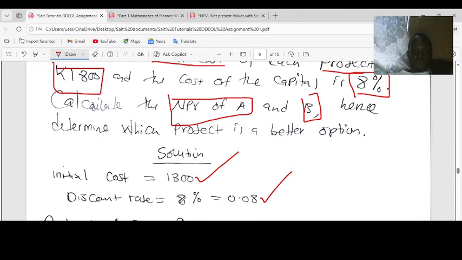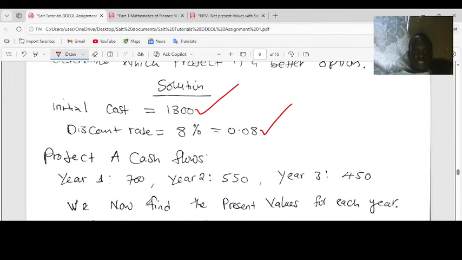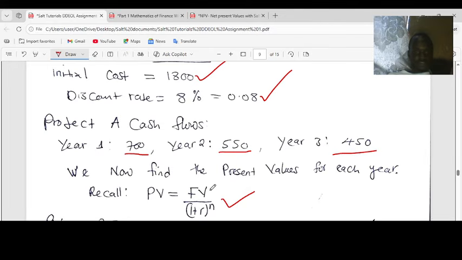Now after doing so, we start finding the present values for each cash inflow. In year 1, I have 700 kwacha as a cash inflow. In year 2, 550. In year 3, 450. This is for project A. So we have to discount all these amounts to the present. This is our formula, remember. So in year 1, discounting it to the present value should be equal to future value over 1 plus r power n. n is the time taken. Year 1, it means n is 1. Year 2 means n is 2. Year 3 means n is 3.